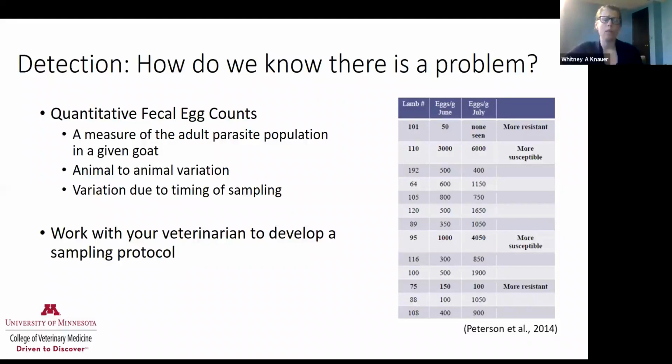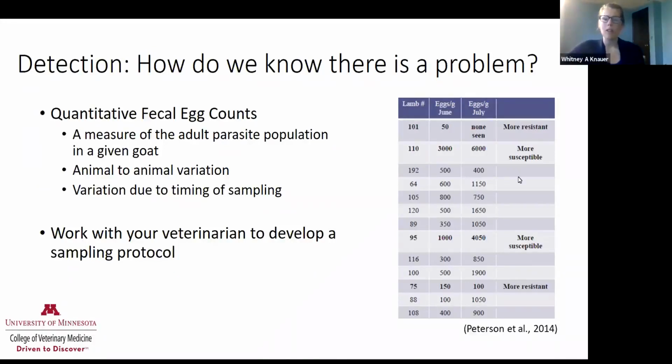So, you know, we like to do fecal egg counts as veterinarians. I would suggest that you work with your veterinarian to develop a sampling protocol that is specific to your farm. That's something that's really important, is that every farm, every herd, every flock, every management system is a little different in how they manage their animals and how they manage their pastures. And so we are very happy to try to tailor our systems to you.